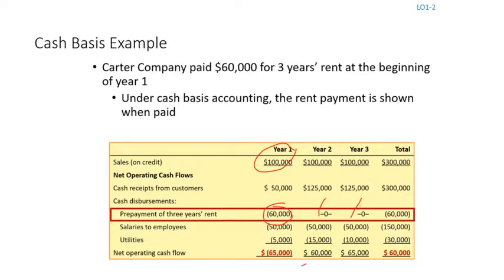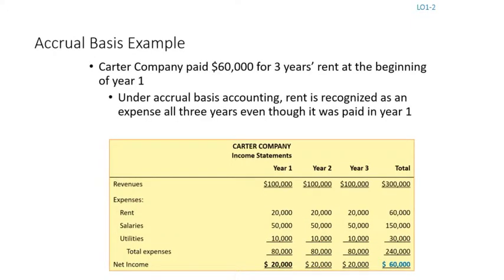And you can see that net operating cash flow is negative in year 1, positive in year 2, and finally in year 3 the total is 60,000 positive. Under the accrual basis, you can see that the rent expense has been divided into 3 years, meaning we paid the 60,000 in year 1, but we recorded it as an expense for years 1, 2 and 3. And see, the results are the same, 60,000 positive in total.